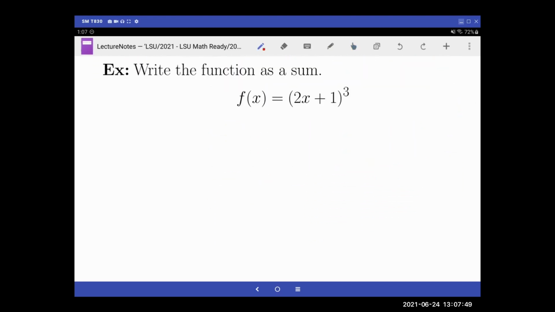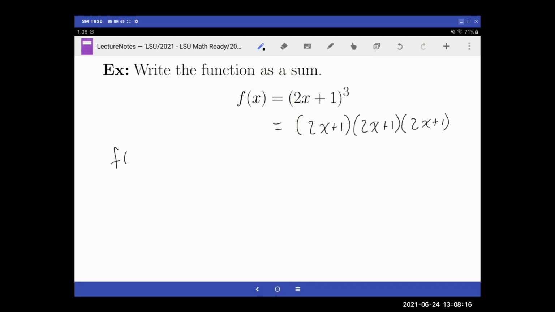Okay, here we're asked to write the function as a sum. This is sort of a product, right? This is 2x plus 1 times itself 3 times: 2x plus 1 times 2x plus 1 times 2x plus 1. So I want to write this as a sum. The way you do that, of course, is to actually multiply it out. So let's go ahead and do that.